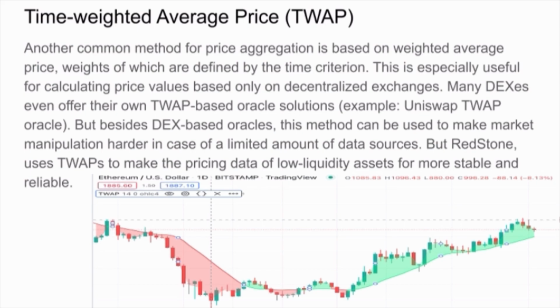Another common method for price aggregation would be time weighted average price. This is especially useful for calculating price values based only on decentralized exchanges. Many DEXs even offer their own TWAP based Oracle solutions, for example, Uniswap TWAP Oracle. But besides DEX based oracles, this method can be used to make market manipulation harder in case of a limited amount of data sources. RedStone uses TWAPs to make the pricing of low liquidity assets more stable and reliable.